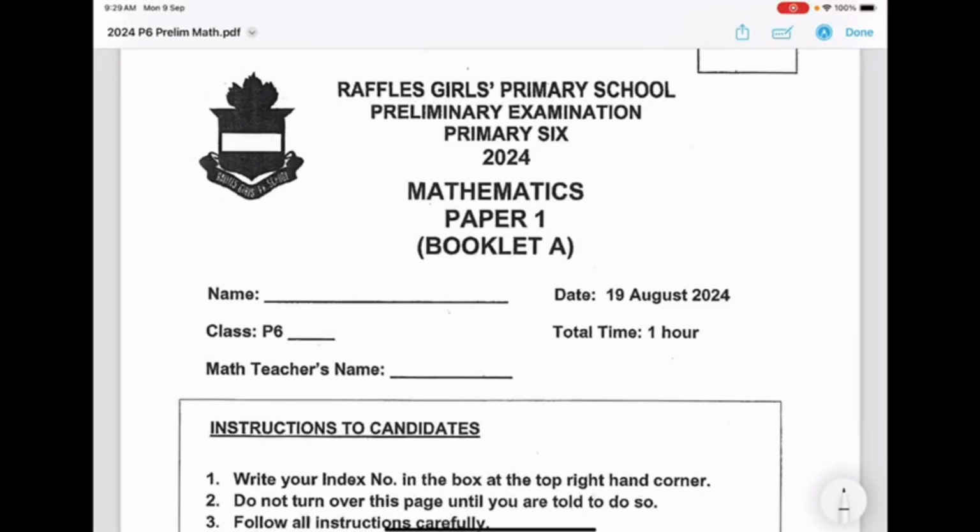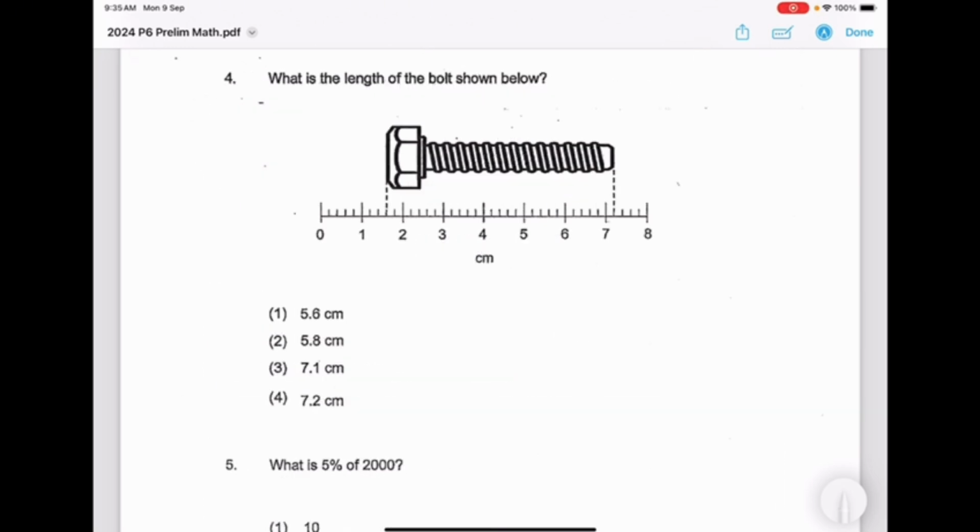What's up guys, today we'll be doing Raffles Girls Primary School Prelim Examination 2024 for Paper 1 Booklet A. Likewise, like the rest of the papers, I will not be going through all the questions, only those that I find difficult and I think that students will struggle with. Okay, I'm going to skip question 1 to 3 and move right on to question 4. Alright, let's jump right in.